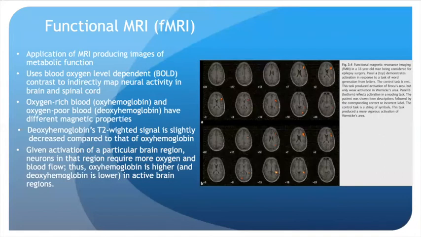Functional MRI, fMRI. So fMRI is an application of MRI that produces images of metabolic function. It uses blood oxygen level dependent, or BOLD, contrast to indirectly map neural activity in the brain and spinal cord. Oxygen-rich blood, known as oxyhemoglobin, and oxygen-poor blood, known as deoxyhemoglobin, have different magnetic properties. Deoxyhemoglobin's T2 weighted signal is slightly decreased compared to that of oxyhemoglobin. So given that fact, there's a differential imaging of oxyhemoglobin versus deoxyhemoglobin. So this can produce an image.